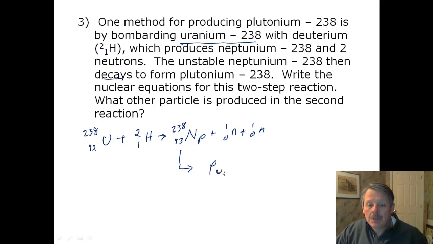Plutonium is Pu, and it's 238, and that's 94, and another particle. So what's the other particle? Well, the 238 on top is fine, but the 93 is going up to a 94, so we need a -1 to knock it back down to 93. So clearly what we're producing is a beta particle.